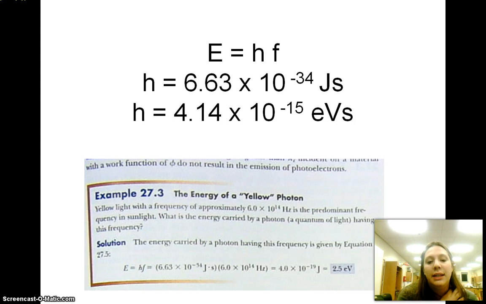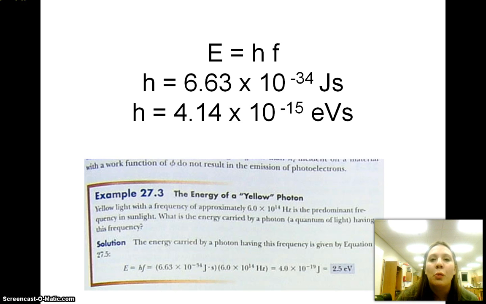Essentially, it gives us the frequency of light, which is yellow, so 6 times 10 to the 14th hertz. We multiply it by Planck's constant, and we see that every photon is equal to 4 times 10 to the negative 19th joules of energy. If we convert that to electron volts, you can see that it's 2.5 electron volts. That shows that electron volts are sometimes a more reasonable value to work with when we're talking about really tiny amounts of energy.